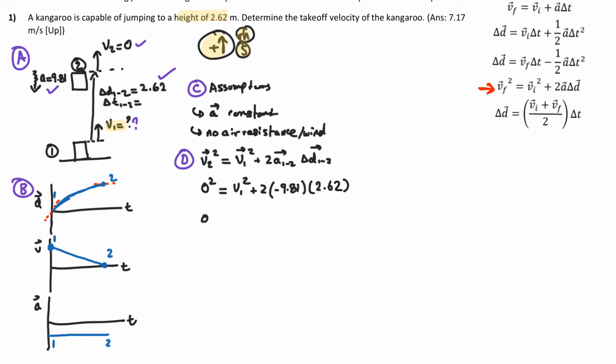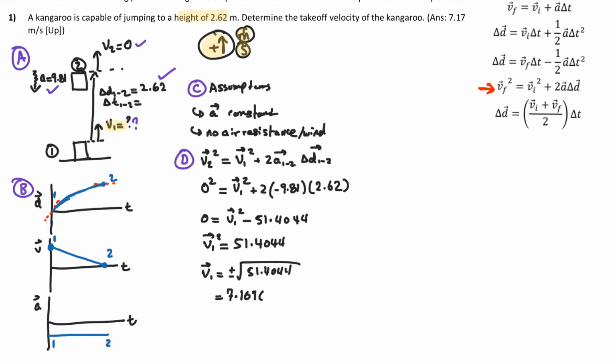Let's do the calculation. We got 0 is equal to v1 squared minus 51.4044. I'm going to add 51.4044 to both sides. I'm going to take the square root and I will get 7.1696, and then it continues on.